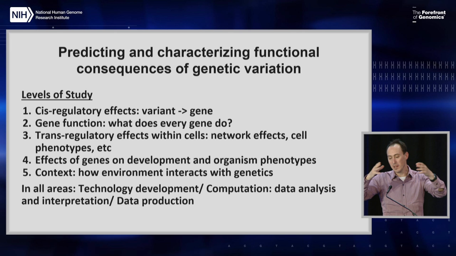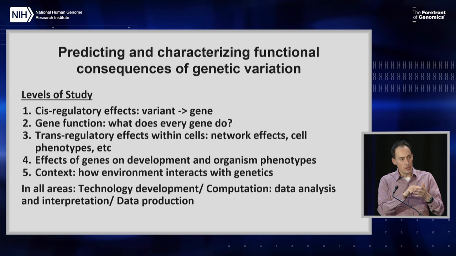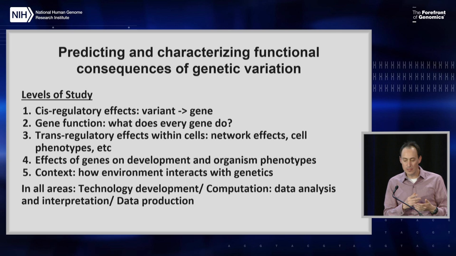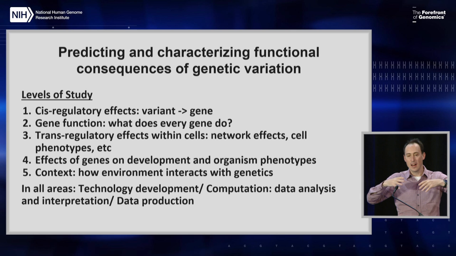And then a slightly orthogonal topic direction is in number two, an idea that Jay talked about a little bit in his overview talk right at the beginning, which is the Manhattan Project of gene functions. What does every gene in the genome do? And then the last topic, number five, is to understand how genetic variation acts in the context of our environment. We'll talk about that last.